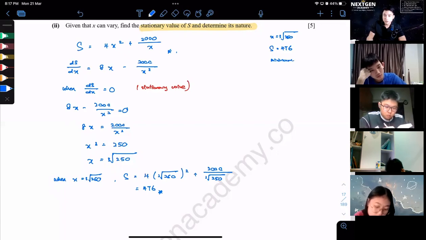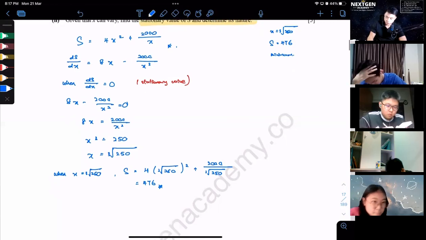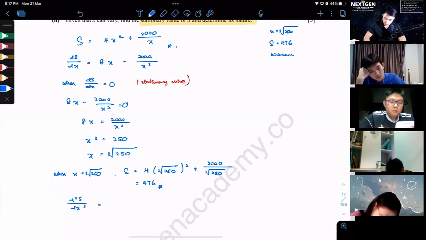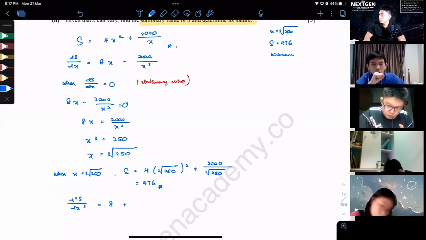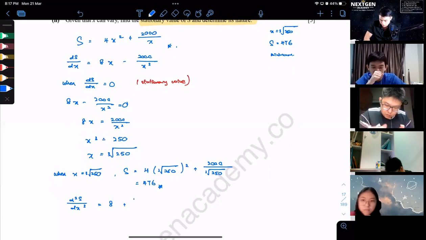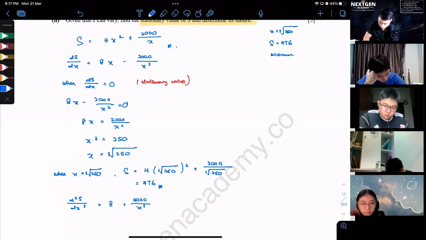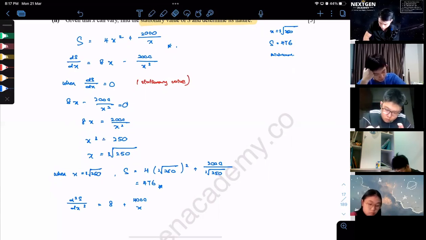So all I need to do is check what the nature of this is. So d square s over dx squared, which will be 8 plus 4000 over x cubed. I'm differentiating the ds over dx.